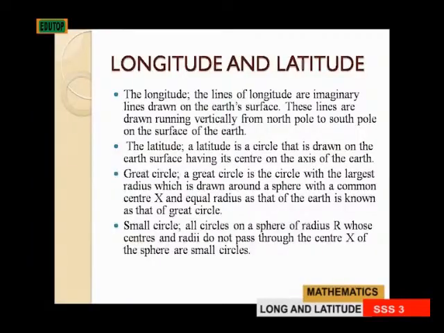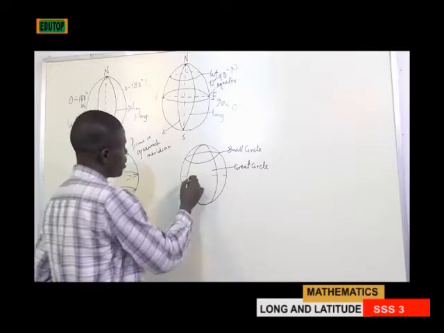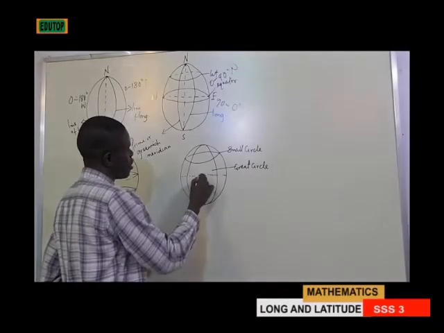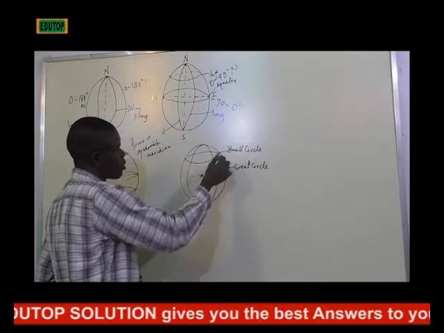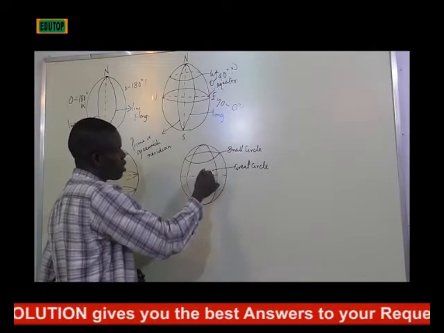Then you have the small circle. All circles on a sphere of radius r whose center and radii do not pass through the center x of the sphere are small circles. So you have your center x. A small circle does not pass through the center x.